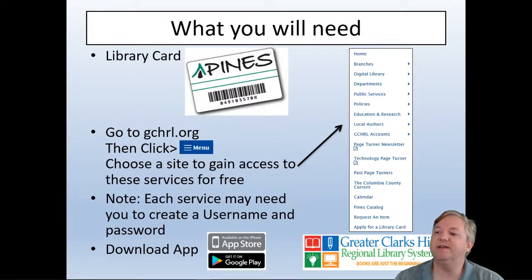A big thing is also going to gchrl.org, which is our website, and then clicking the menu button. You can choose the site to gain access to a lot of our free services. And I will repeat this more than once: each service may need you to create its own username and password, okay? So if you already have a password connected to the Pines, that's great. For other sources like RB Digital, you may have to set up another password. I haven't had to do that with Libby. All I did was put in my library card number, and we'll talk about the different steps for that in just a little bit.